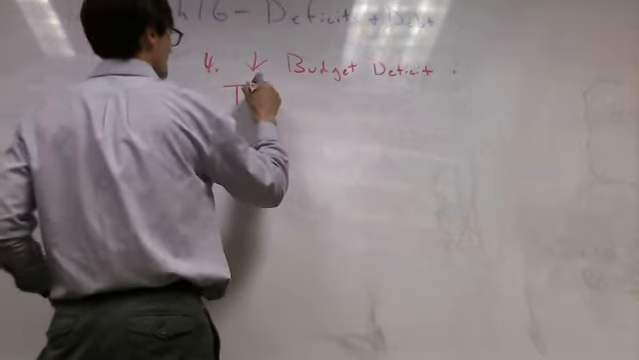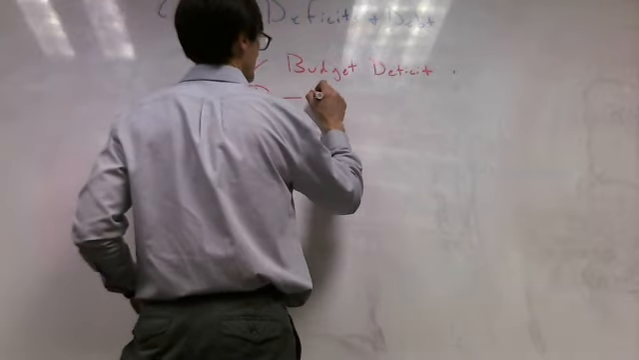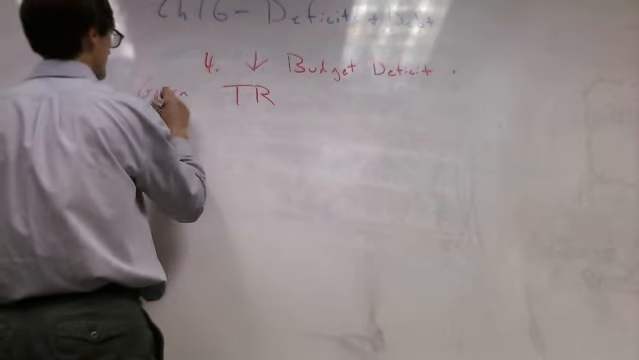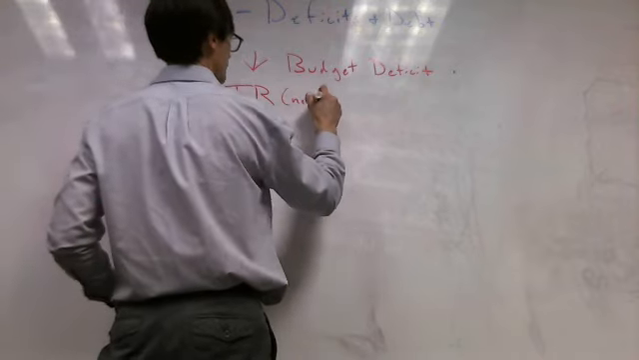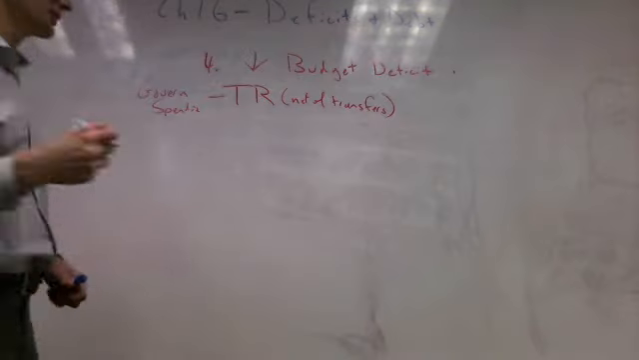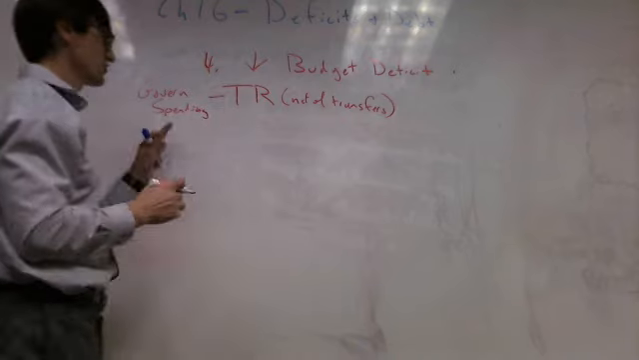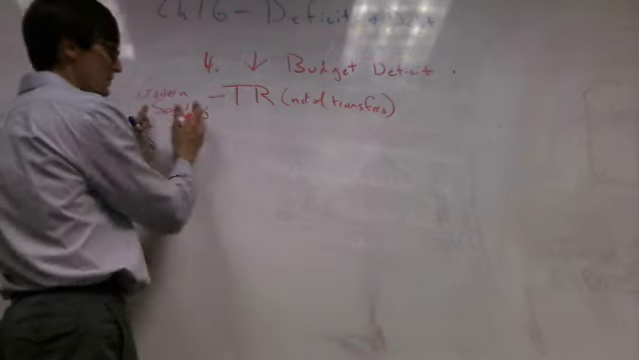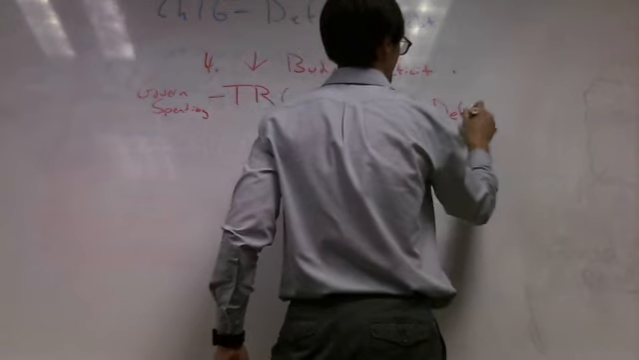Well, you have to remember that government spending minus tax revenue net of transfers. Remember, when we talk about transfers, we're talking about cash transfers, things like Social Security. So government spending minus our cash transfers. So this is all the money that we spend. These are our outlays. This is our revenue. If government spending is bigger than our tax revenue, then that is equal to our budget deficit.